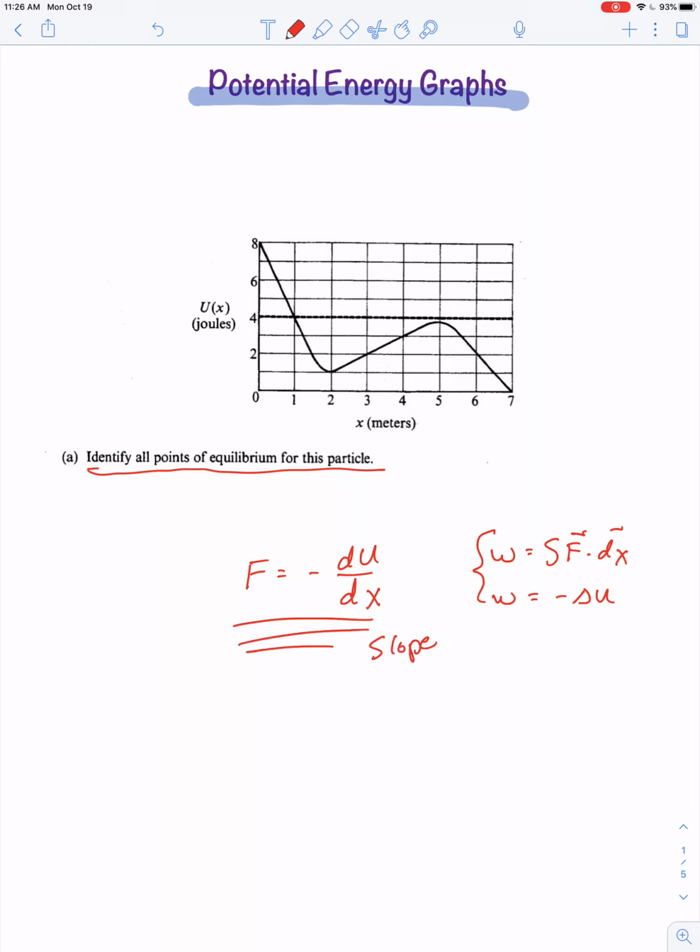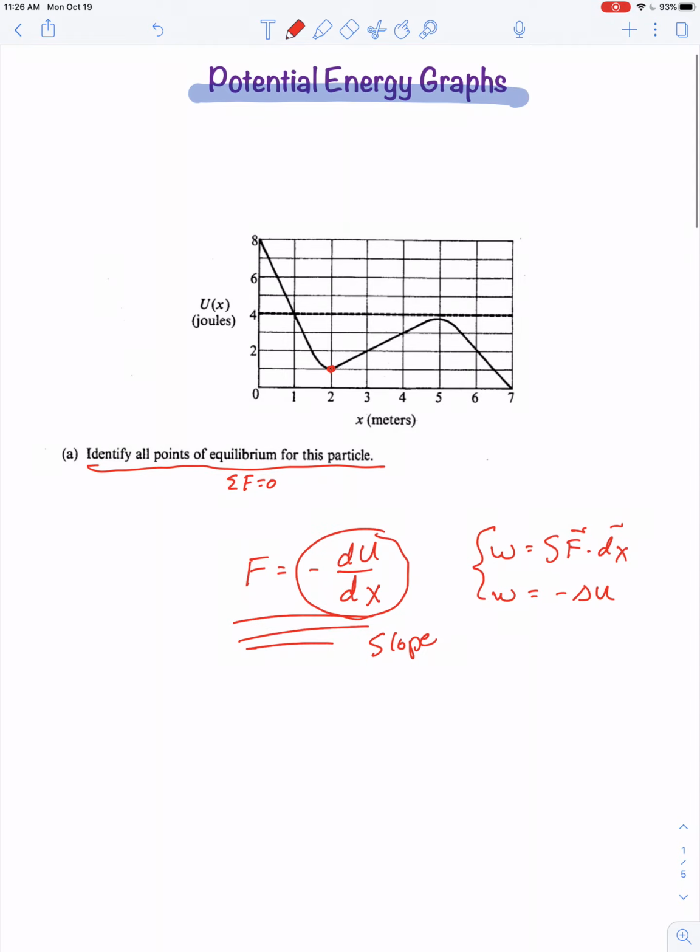Well, the derivative of potential energy with respect to position would be nothing more than the slope of this graph. And equilibrium means where is force equal to 0. So we're just trying to find the places where the slope is 0, and that's clearly at x equals 2 meters, and again at x equals 5 meters. So part A of this problem was easy enough.